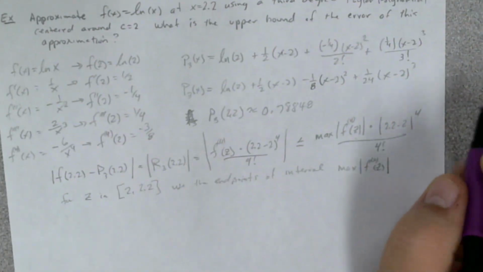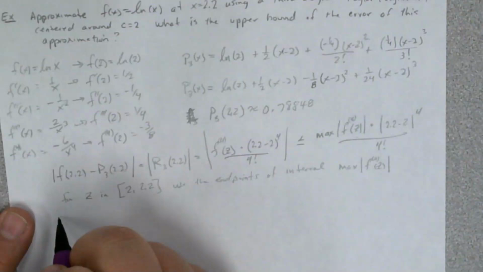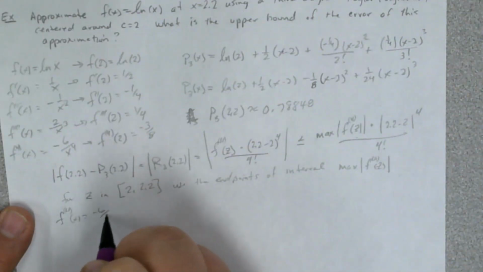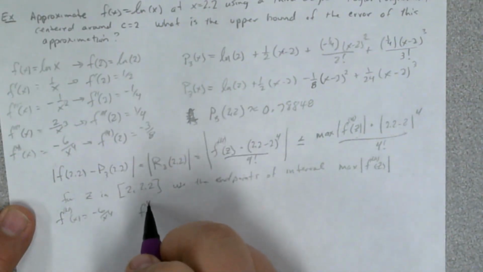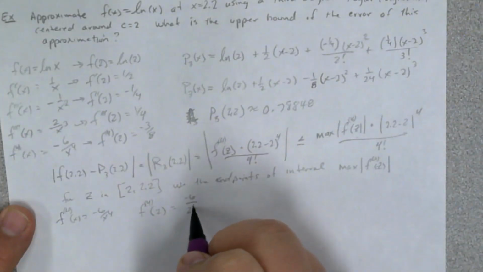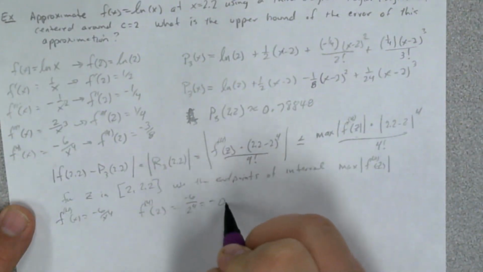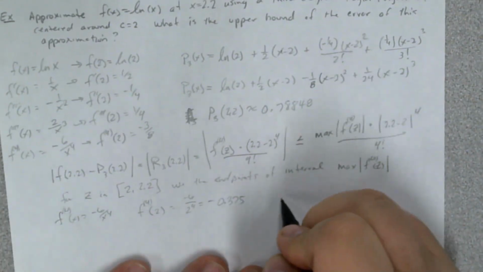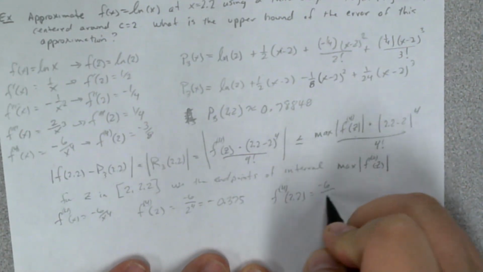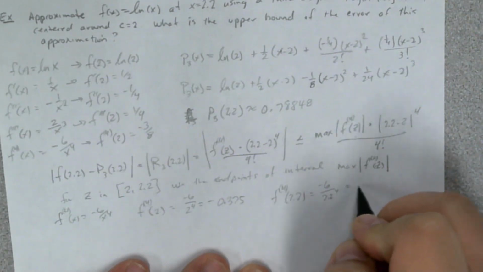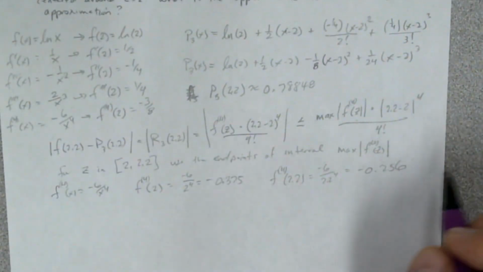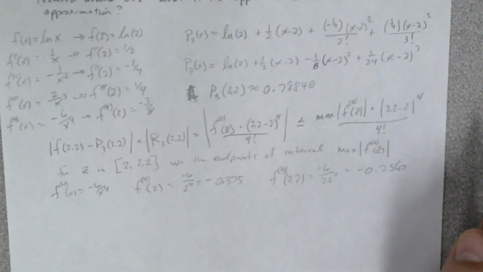Okay, and so we can do that, and we know that the fourth derivative of x, we already have it above, is -6 over x to the fourth. And so what is the fourth derivative at 2? And you're going to get -6 over 2 to the fourth, which is -0.375. And what is the fourth derivative at 2.2? And you get -6 over 2.2 to the fourth power, which is -0.256. Okay, so which one has the larger absolute value number?